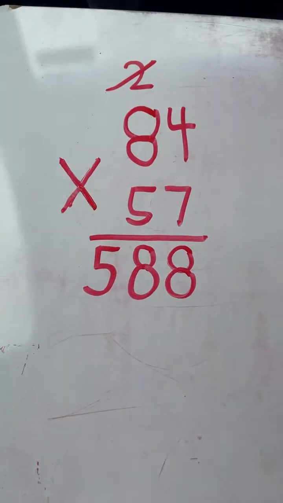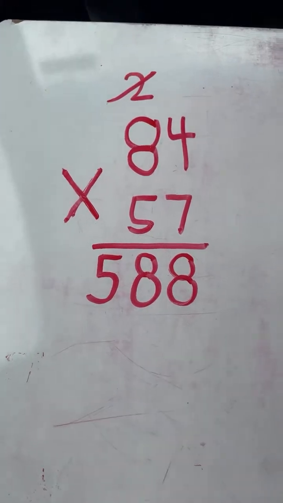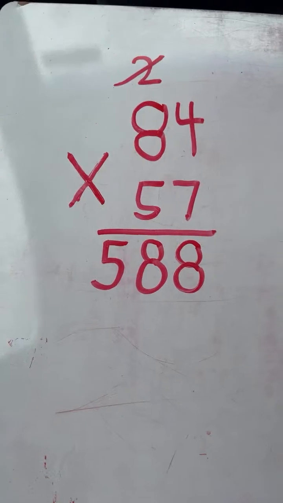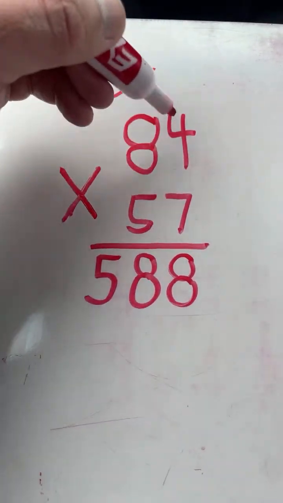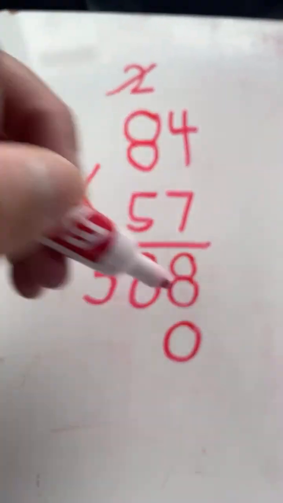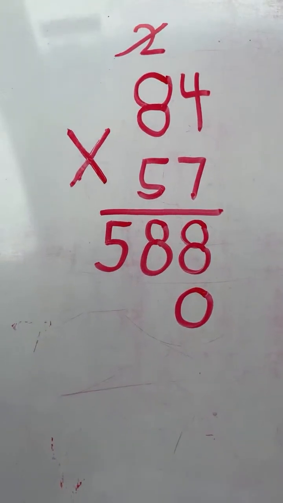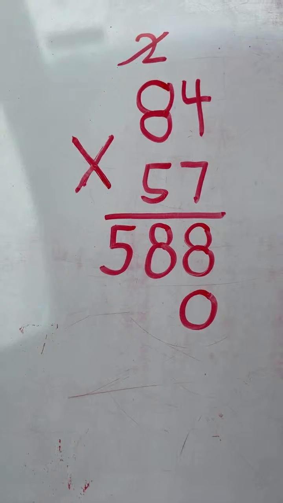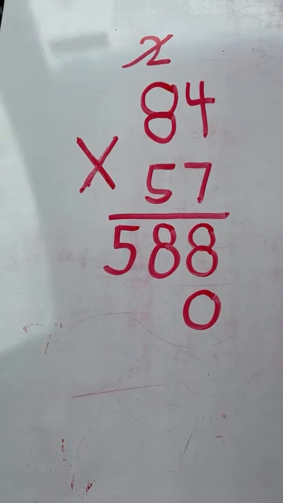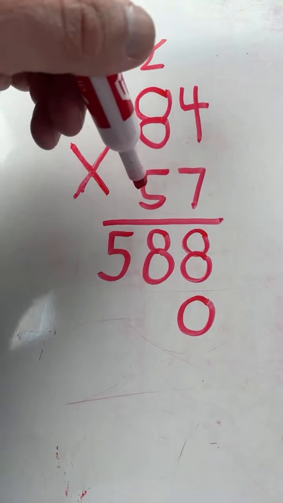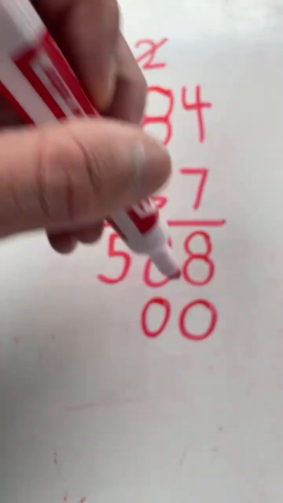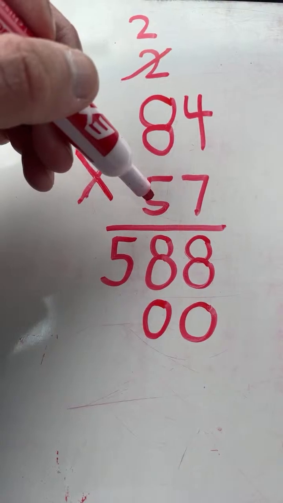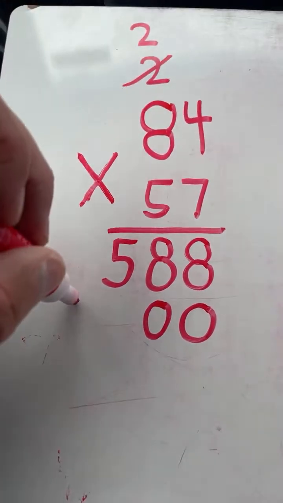So far we have multiplied 84 times 7. Now we are going to multiply the top 2 digits times the bottom digit in the tens place. Since both digits in the ones place have already been multiplied, we're going to put a 0 in the ones place. 4 times 5 equals 20. 0, carry the 2. 8 times 5 equals 40, plus 2 equals 42.